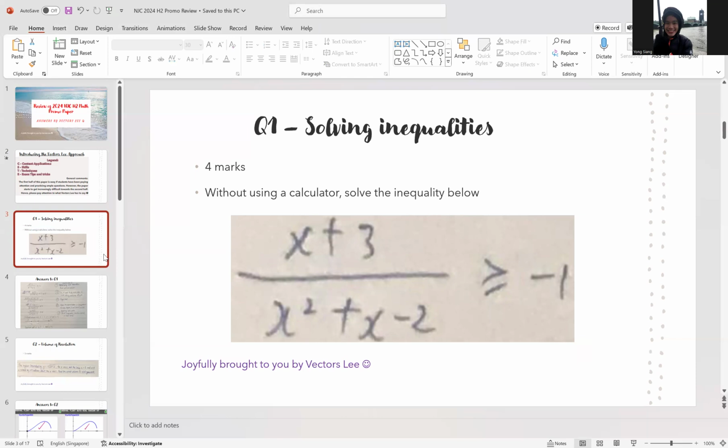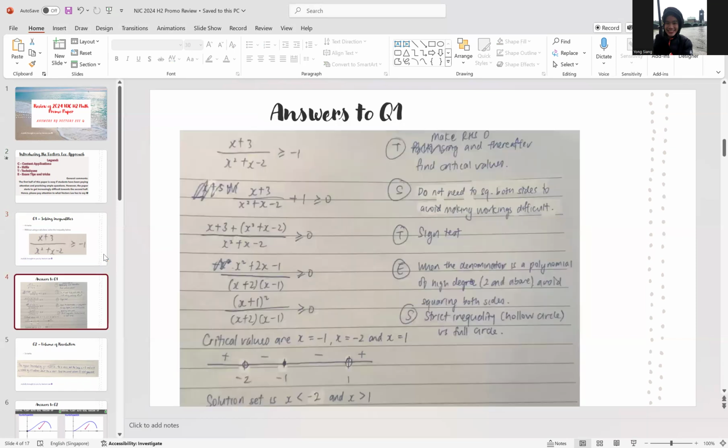So let me show you what I'm going to do. If you refer to my answers over here, look through them first before I continue talking. What you have observed is this: there is a -1 on the right-hand side of the inequality. Moreover, this is a fractional inequality with a very large degree at the denominator, since it is a quadratic.